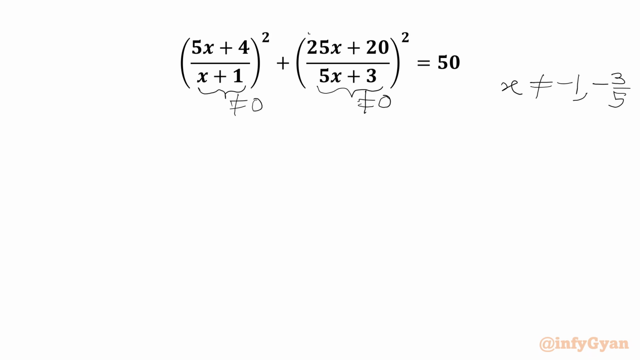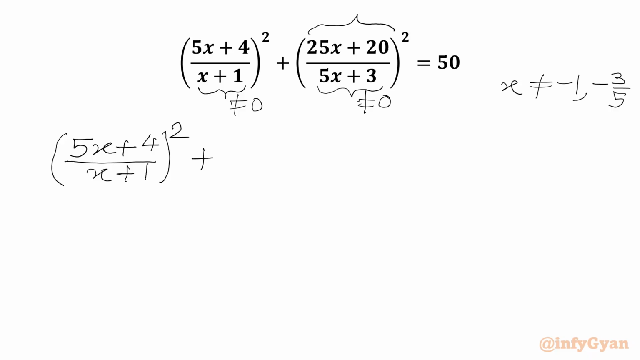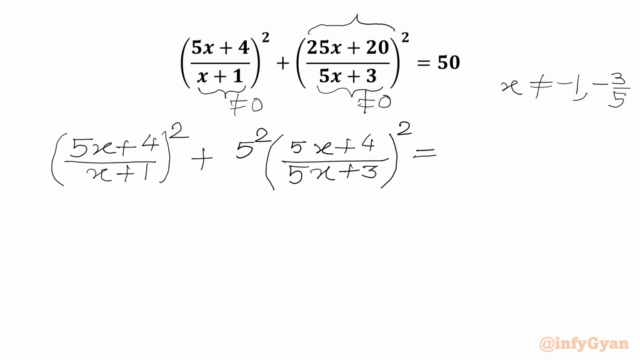Now I can take 5 common from this bracket. I will write the equation (5x+4) over (x+1) whole square, plus 5 is common, it will come out as 5 square. So in the bracket we will be writing 5x plus 4 and denominator will be 5x plus 3, whole square equal to 50.